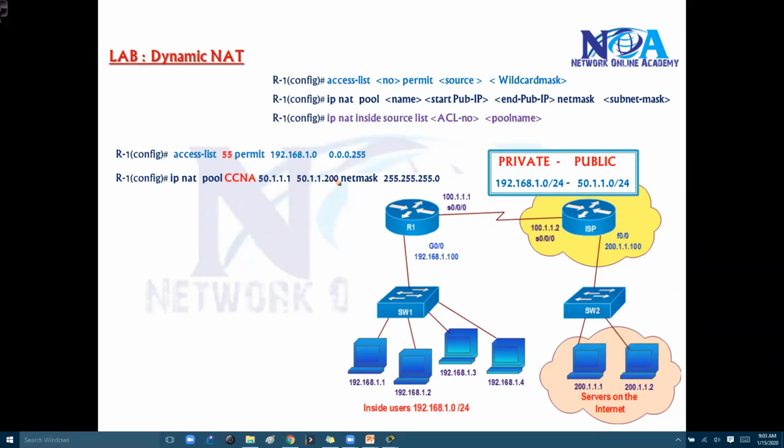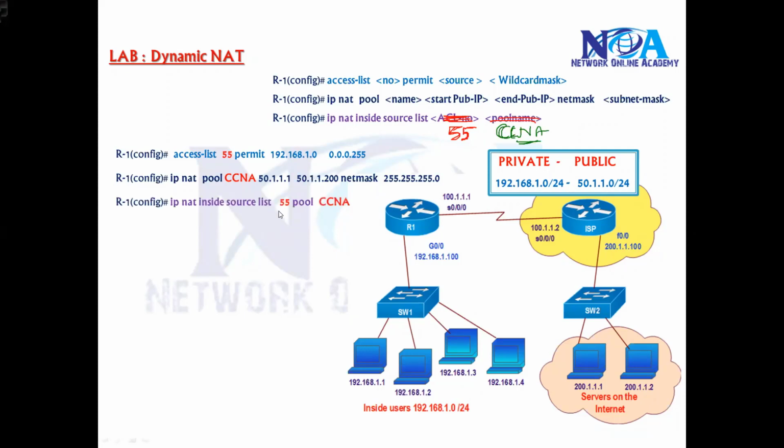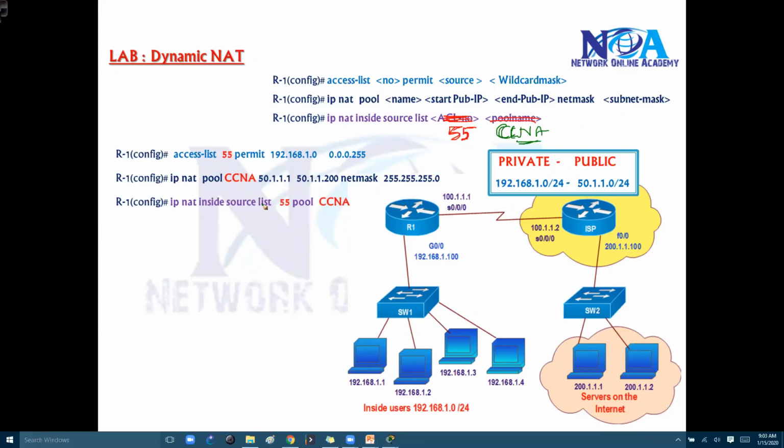We need to say ip nat inside source list, and then the ACL number. ACL number you need to specify whatever you are using. If you're using a named ACL, we can use the name as well. And then the pool name, whatever pool name I have used here. In my example, I have used the pool name as CCNA. So we need to say ip nat inside source list. List means ACL, access list. That's what we are going to say. And then we need to say pool and the name of the pool here.